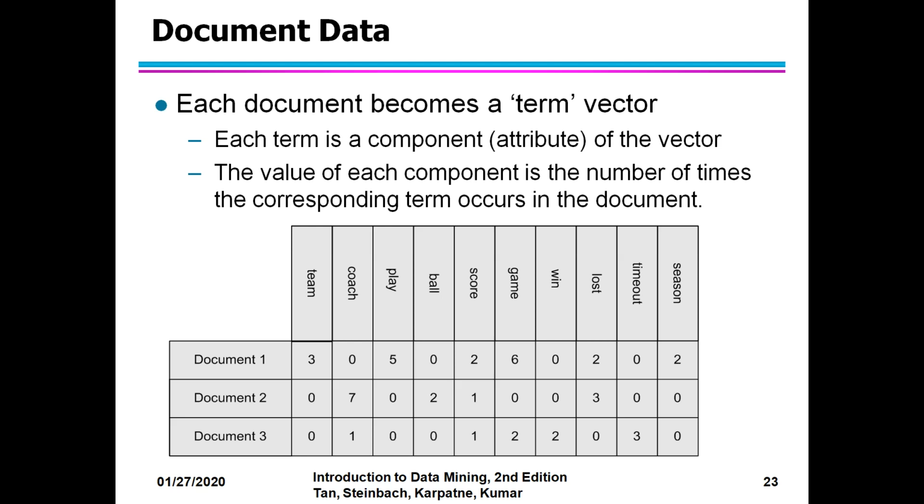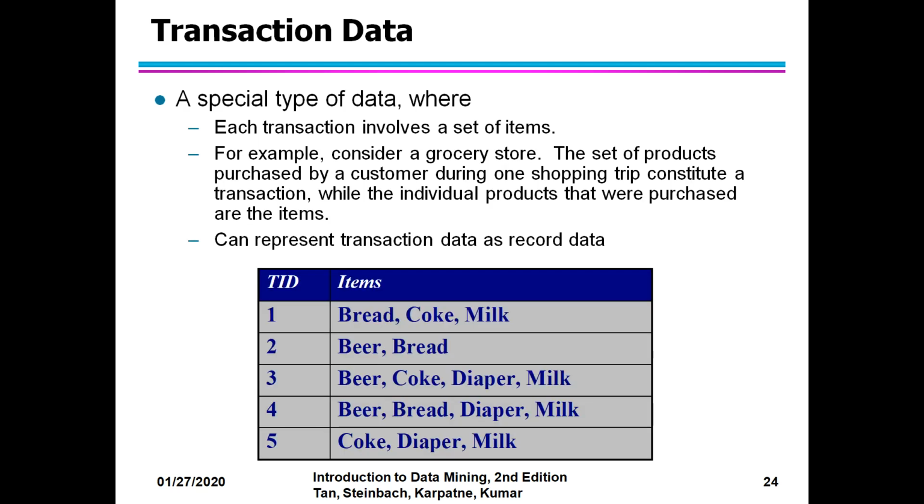So we have three documents here: document 1, document 2 and document 3. What are the attributes here? Team, coach, play, ball, score, game, win, loss, timeout, season. In document 1, there are three teams. Coach is not present. Five matches have been played. The score is 2. Six games have been done. Win is 0. They have lost 2. And it's season 2. Like this, a document is an example of document data.